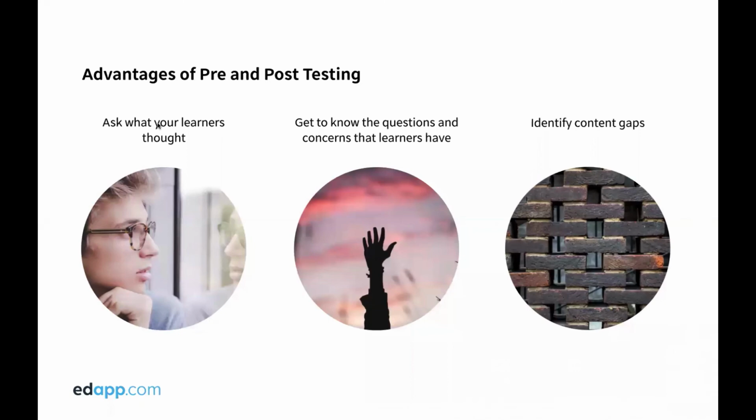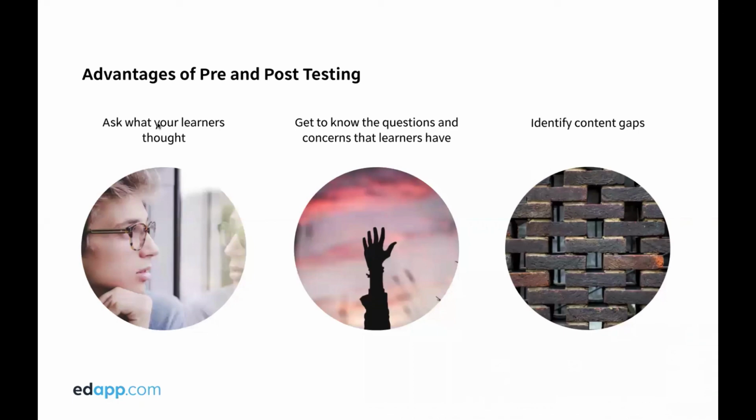Sometimes you can go years without knowing what people thought of your course. So pre and post testing is a really good way of asking what your learners thought. You can also get to know the questions and concerns that they have. So if there is something glaringly wrong with your course that you're not 100% aware of, you can be made aware of it much more quickly than otherwise. So instead of them having to send you an email, they can just include it in the survey response, and you'll know about it as soon as you export those survey results, which could be quite often.